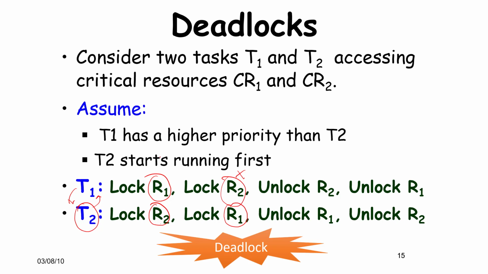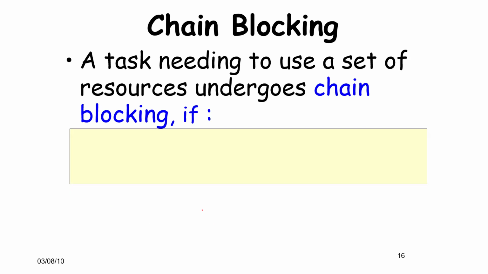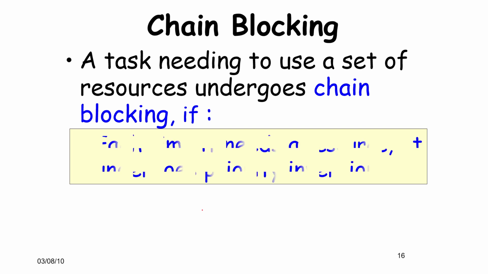What essentially happens is that, given that in this case T2 would inherit T1's priority, it will come and pretty much stop over here. So this was one problem, which was deadlocks. But now let us look at chain blocking.